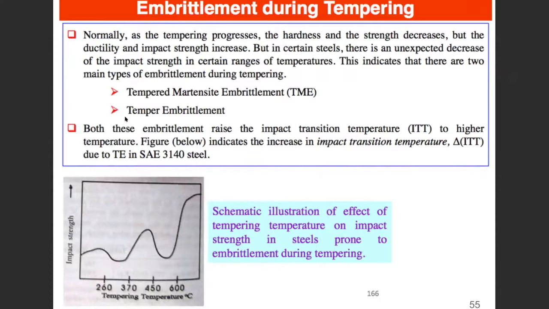Right? So there are unfortunately confusing names. We have tempered martensite embrittlement and then tempered embrittlement. And I always get them mixed up and I have to look up which one is which. Right? Okay.